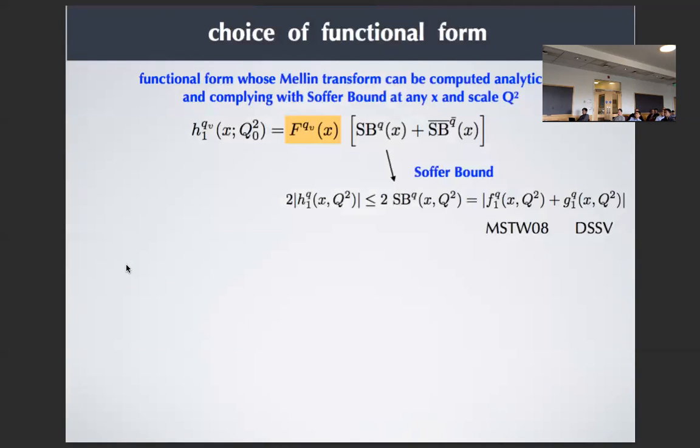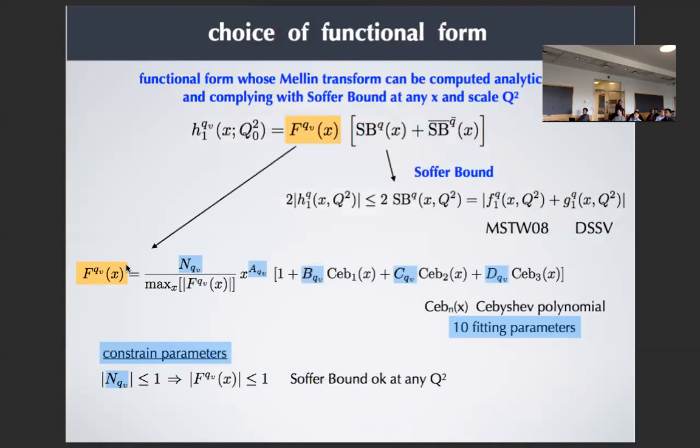Then at this initial scale, we take this analytical expression and we multiply it by a functional form, which is just a linear combination of Chebyshev polynomials in order to have some degree of flexibility as a function of x. As I said, we are considering only valence quarks, so we have in total 10 parameters, 5 for the valence up quark and 5 for the valence down quark. And the question is how many constraints we can put on these parameters before submitting to the minimization procedure. So we can easily constrain the normalization of this function by requiring that, once plugged in this expression, the transversity fulfills the Soffer bound at any scale.